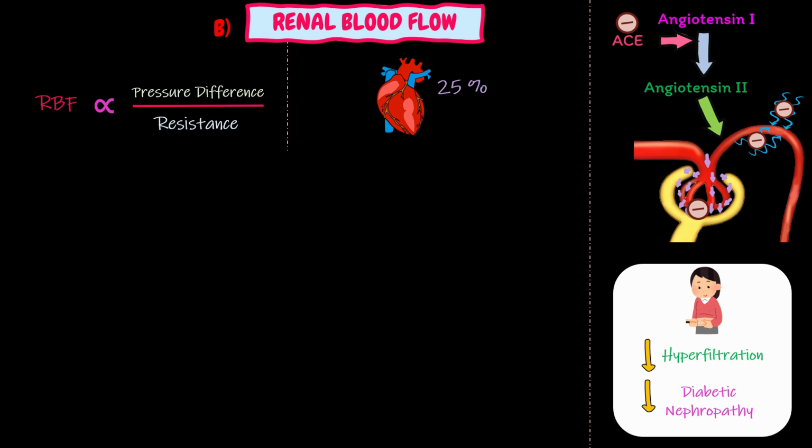Vasodilation of renal arterioles, which leads to an increase in renal blood flow, is produced by prostaglandins E2 and I2, bradykinin, nitric oxide, and dopamine. Atrial natriuretic peptide, or ANP, causes vasodilation of afferent arterioles and, to a lesser extent, vasoconstriction of efferent arterioles. Overall, atrial natriuretic peptide, or ANP, increases renal blood flow. It has already been discussed.